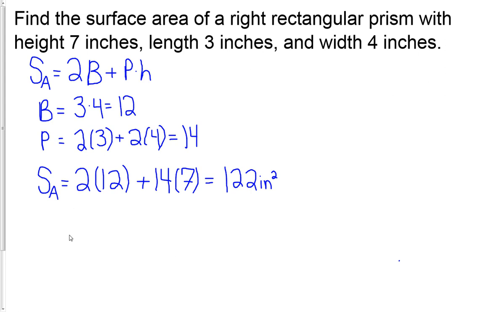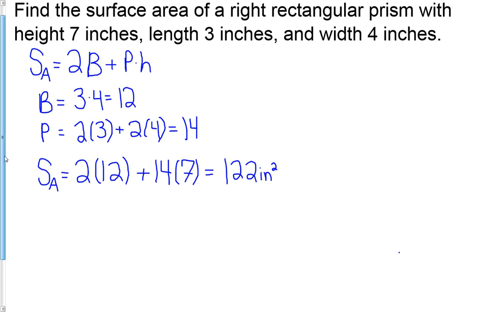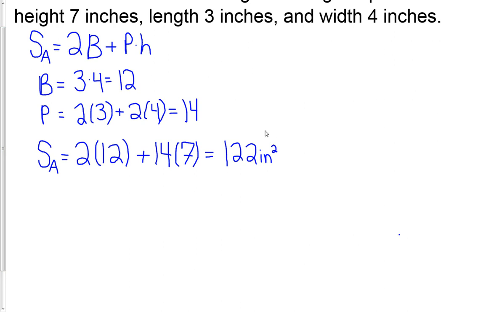Again, we're getting a lot more labels in this chapter, so make sure you have your labels. That is going to be a big part of the answer.